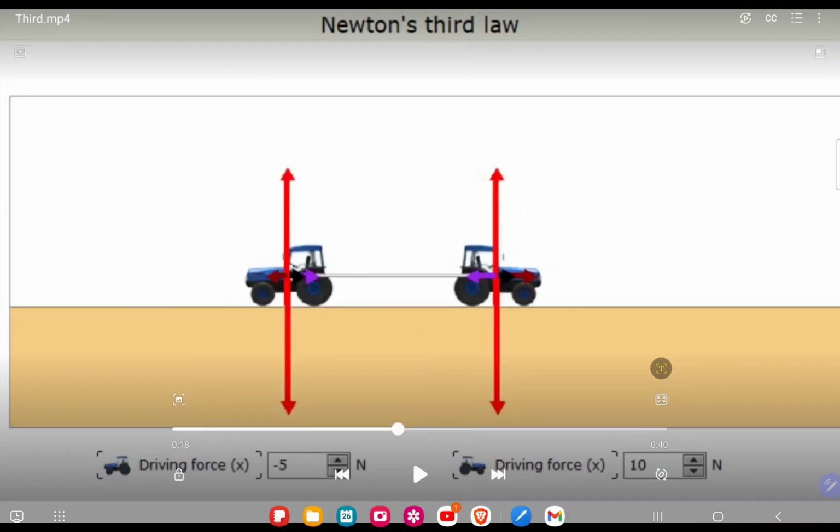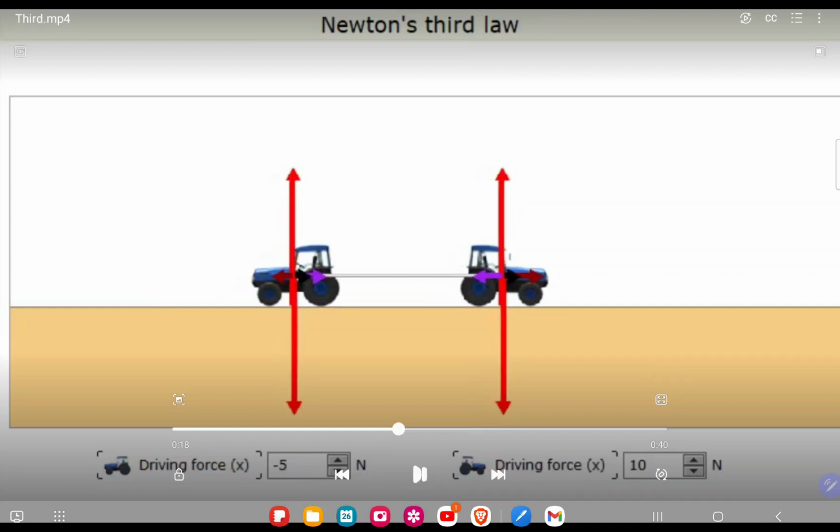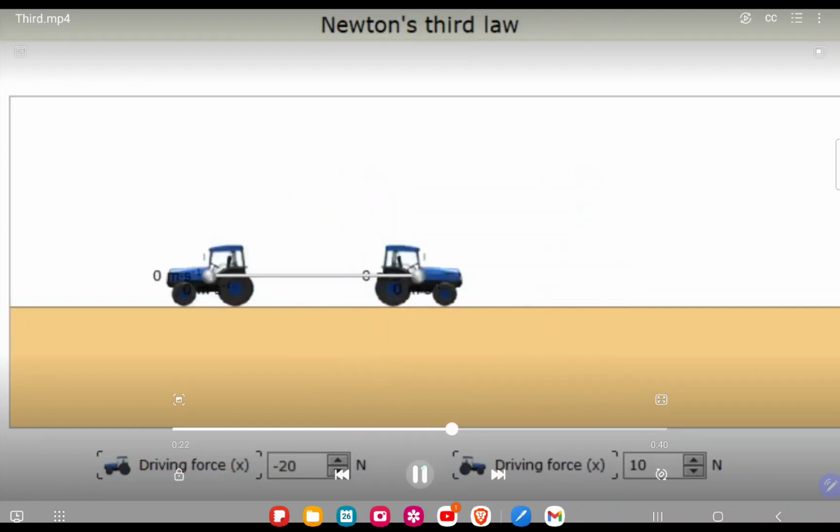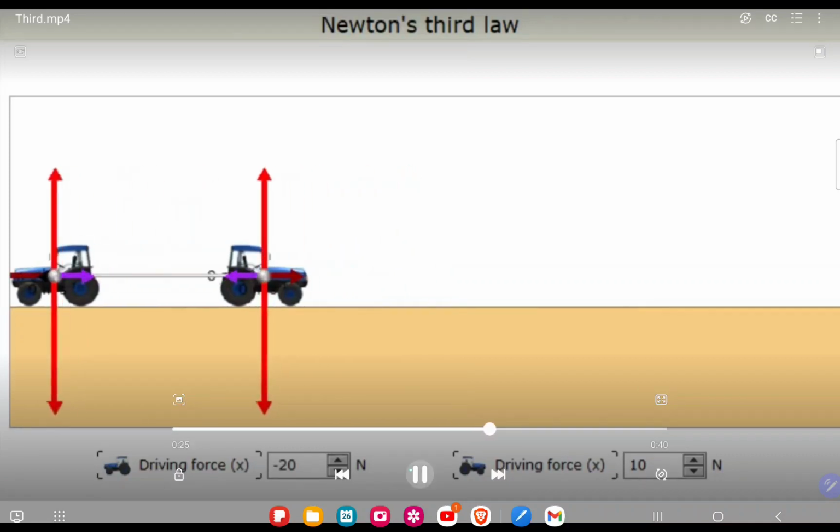But when we modify the left driving force to minus 5 here, let's see what will happen. The net force is going to the right in this case. But when we modify it to minus 20, the net force will be acting to the left.